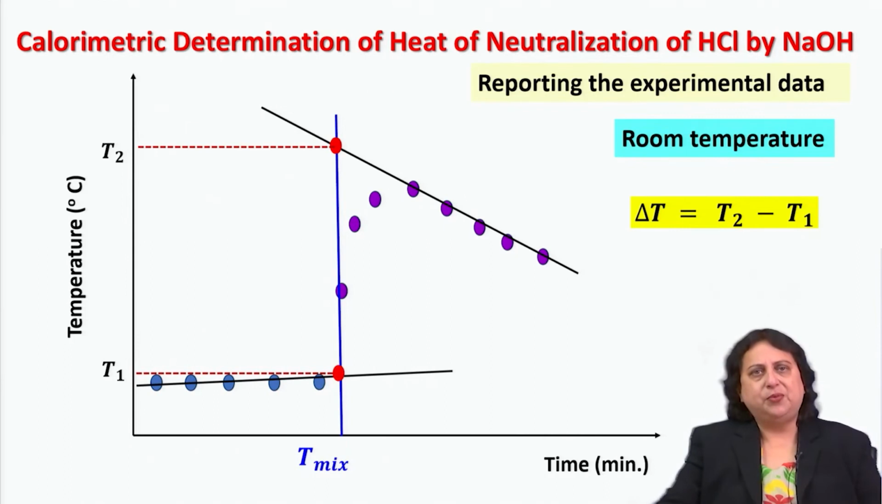Before mixing, both the acid and the alkali solution were present at an average value of say about 21.4 degrees centigrade, and as you see, the room temperature was also 21.4 degrees centigrade. In the absence of any temperature gradient, there was no measurable heat flow between the system, that is the two solutions within the calorimeter, and their surrounding.